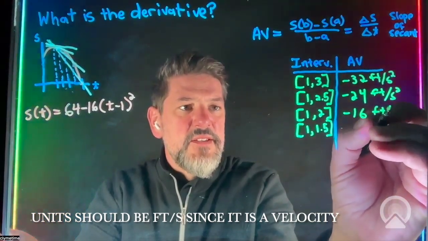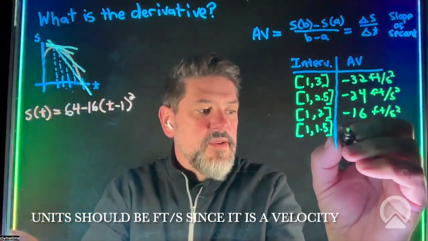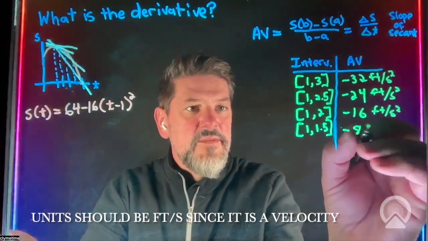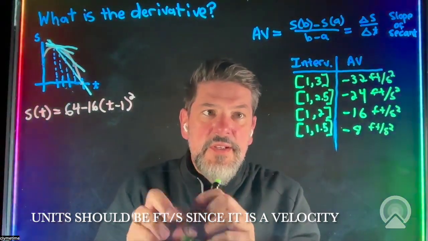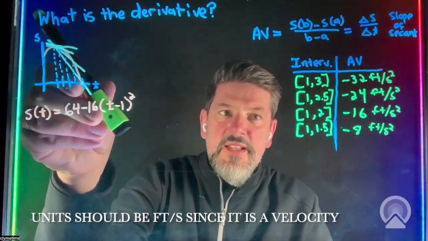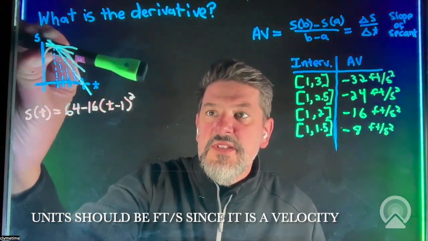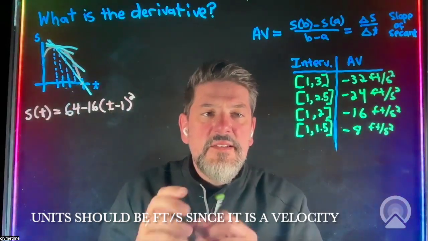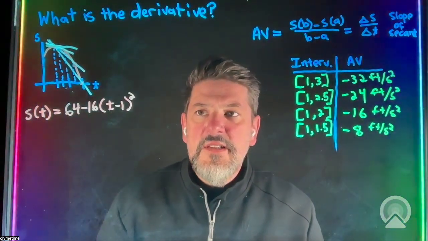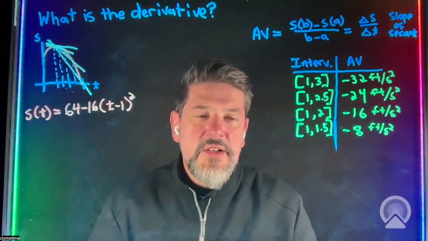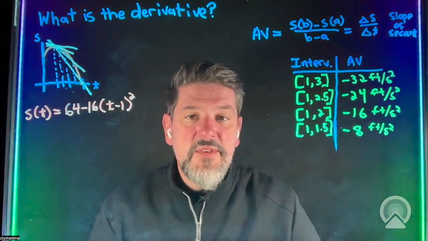So I worked out these calculations ahead of time. And then finally, from 1 to 1.5, it becomes -8 feet per second squared. So what's happening is the slope, the first slope we looked at, is -32. And the next one is -24. Next one's -16. The next one's -8. So what you can see is it's getting flatter and flatter, closer and closer to 0 as the magnitudes of these go down.